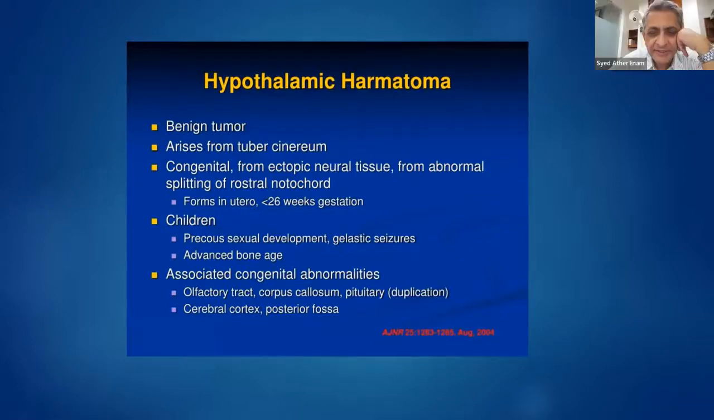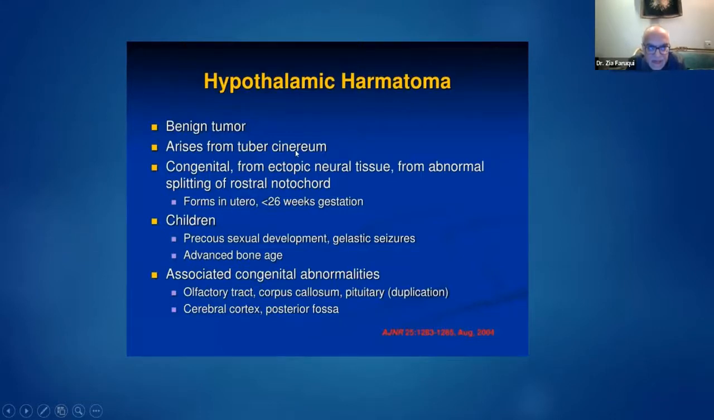Okay, so hypothalamic hamartomas are benign tumors. They arise from the tuber cinereum, and these are usually seen in children. These patients have precocious sexual development, or they have gelastic seizures. Gelastic seizures means focal seizures and frequently bouts of laughter as well. These patients have advanced bone age due to hormonal disturbances, and you can have a number of associated congenital anomalies.